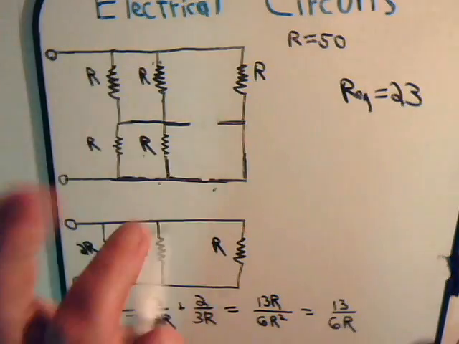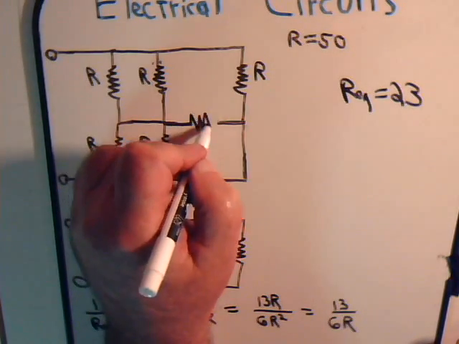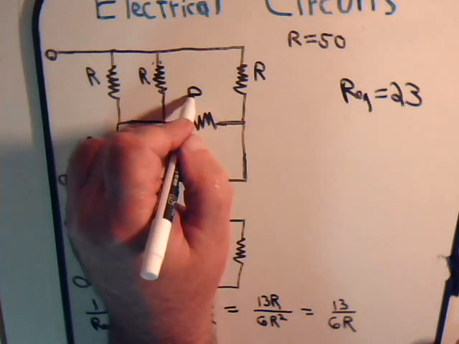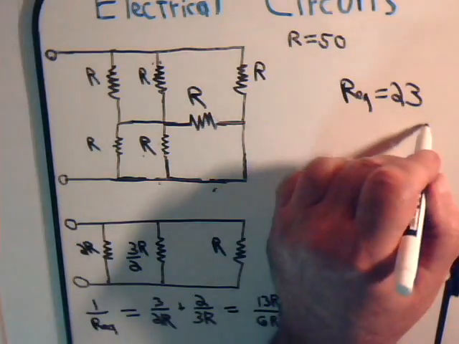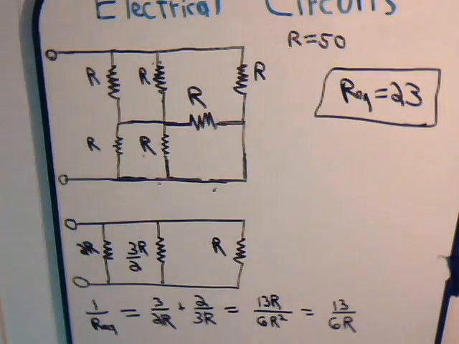And what the original circuit looked like, this was R. And we had another resistor up here like this. That was our original circuit. And then just by picking it apart, we see that the equivalent resistance comes out very close to 23 ohms. So anyway, that's it for this video.